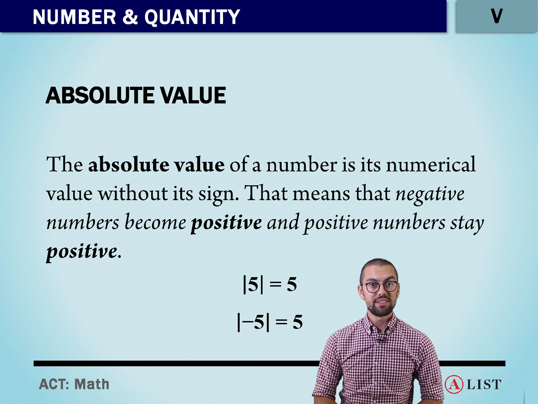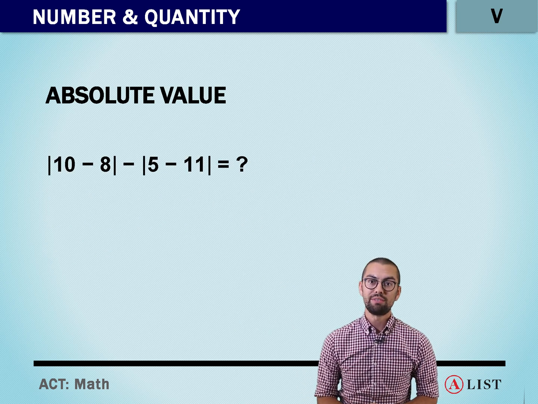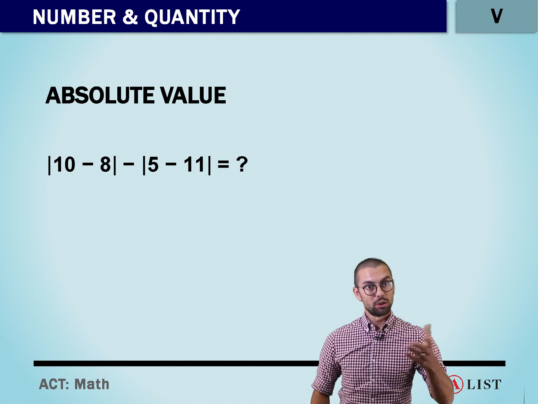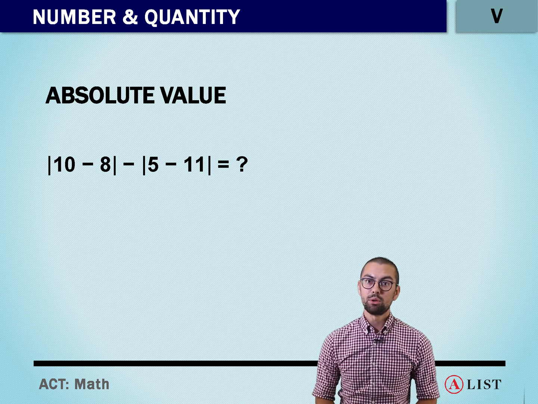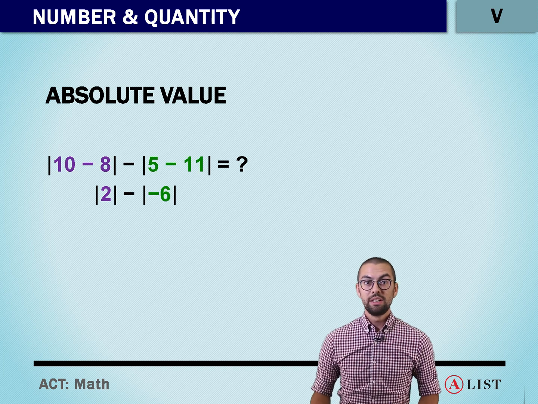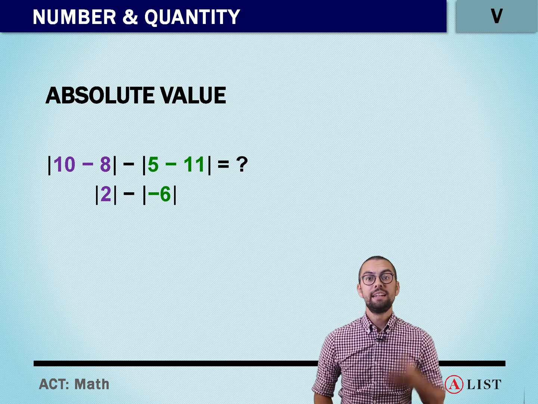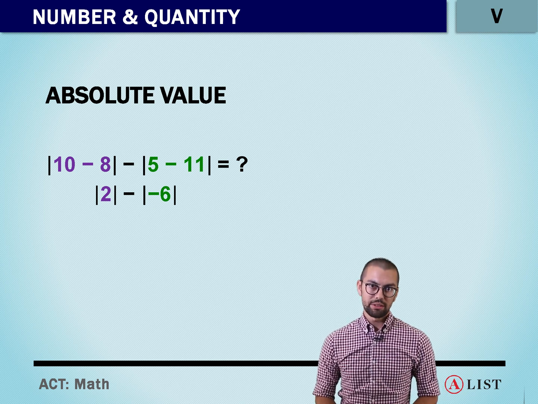So taking a look at this example, we have the absolute value of 10 minus 8 minus the absolute value of 5 minus 11. So again, let's start inside the absolute values first. 10 minus 8, nothing tricky there, that's just 2. 5 minus 11, again, nothing too tricky there, it's just -6. Now, we can take the absolute values.